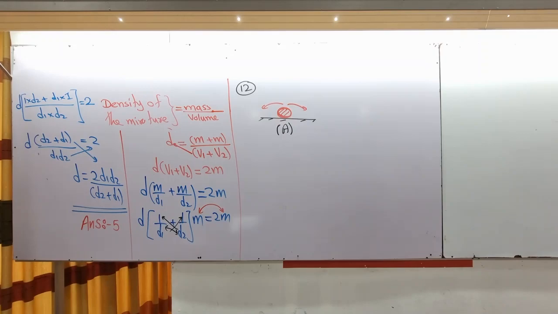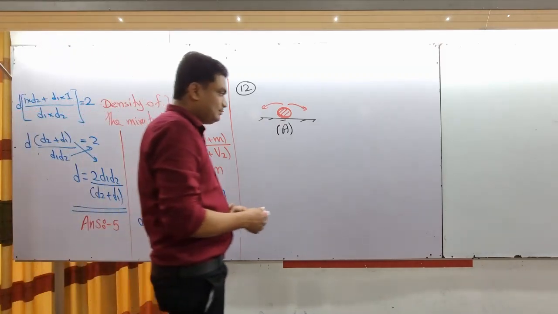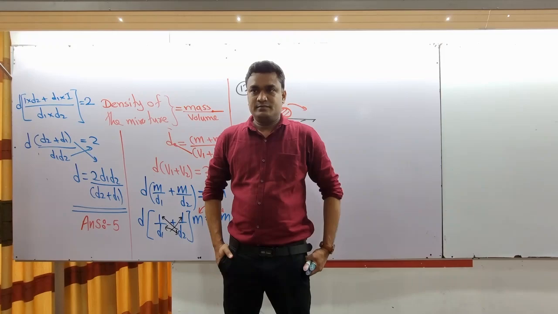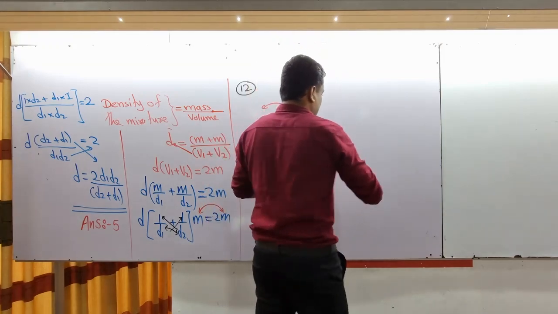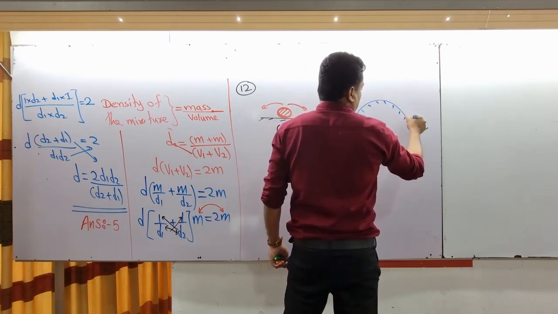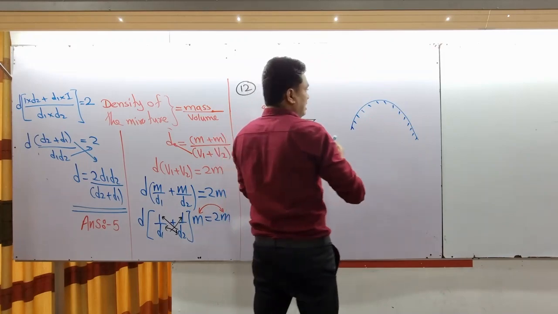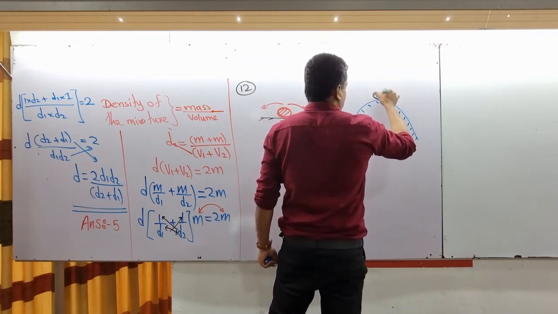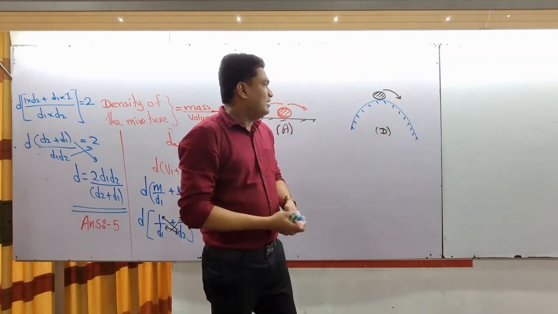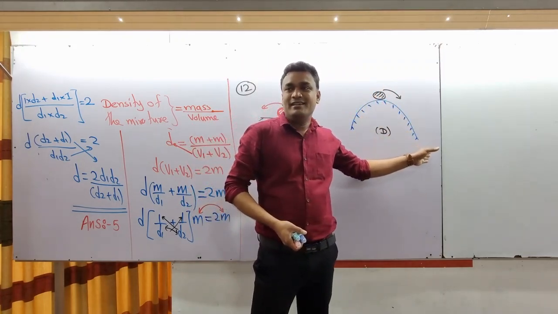Star point and write: capital D figure shows unstable equilibrium. Unstable equilibrium means this is the surface on which the object is placed, right? And this is the object. If you give a small displacement to the right-hand side, what will happen? It falls far away from the initial position.